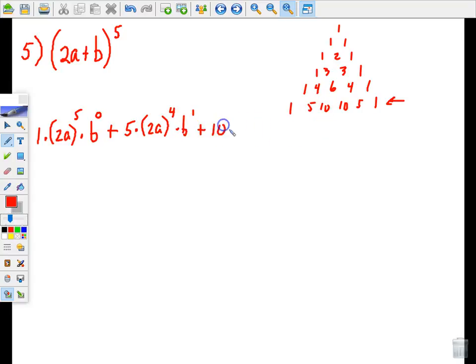Next number, 10. 2a is going to be raised to the 3rd, b, just make a little line here so I won't run into my triangle, b to the 2nd. Next number, 5, times 2a, see, 5, 4, 3, 2. And we're going to multiply that times b to the third.